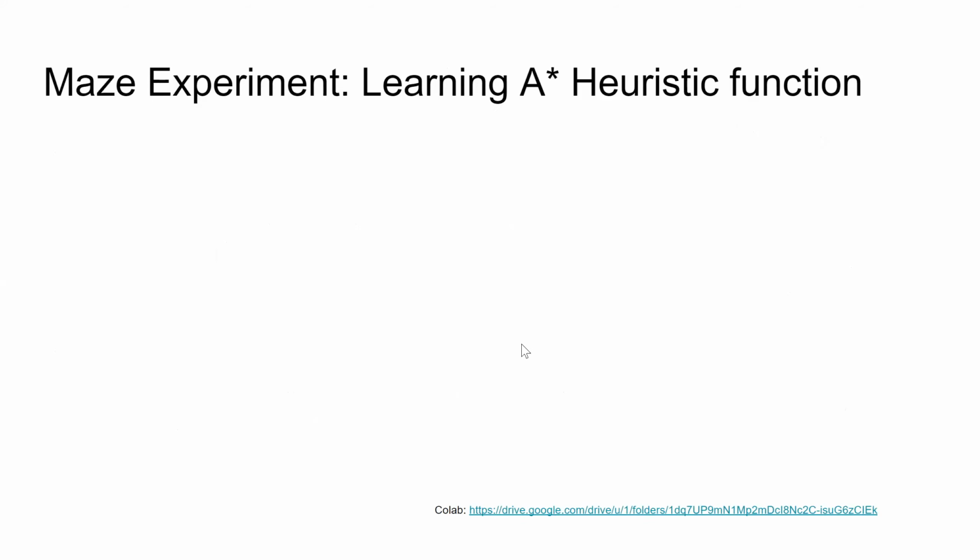So next I'll go through some experiments validating the effectiveness of the retrospective imitation learning algorithm. The first one is A-star search applied to mazes.